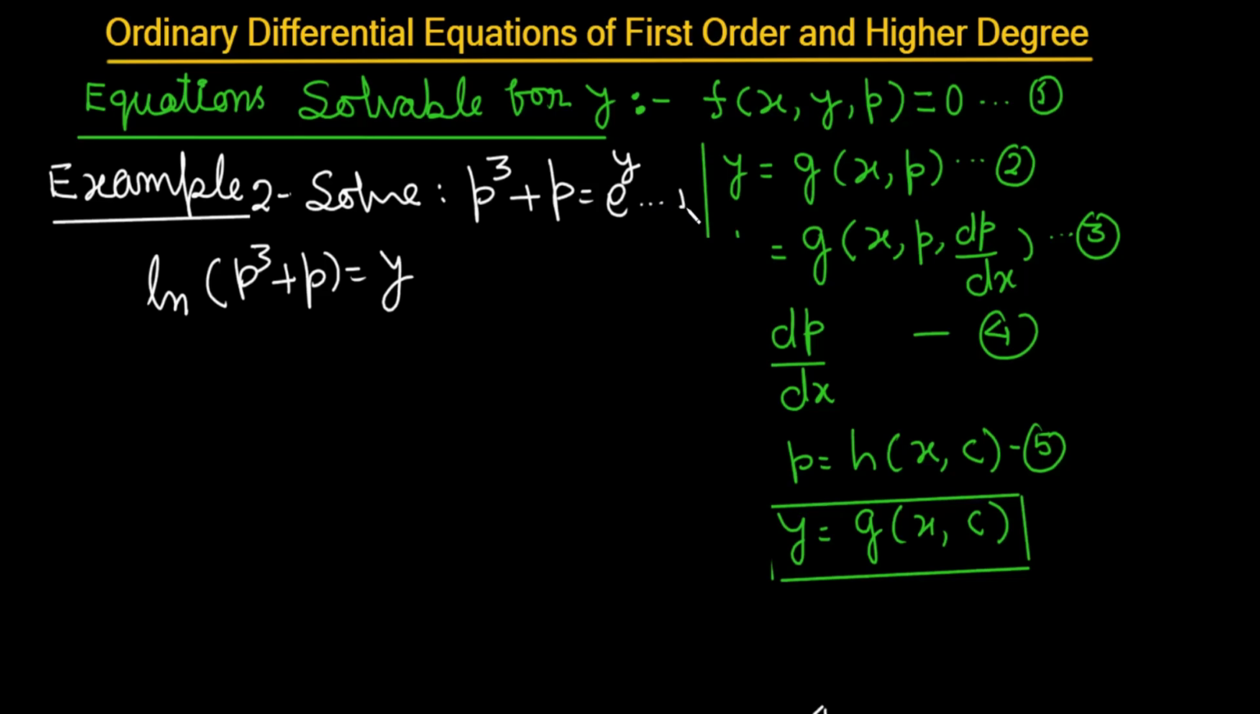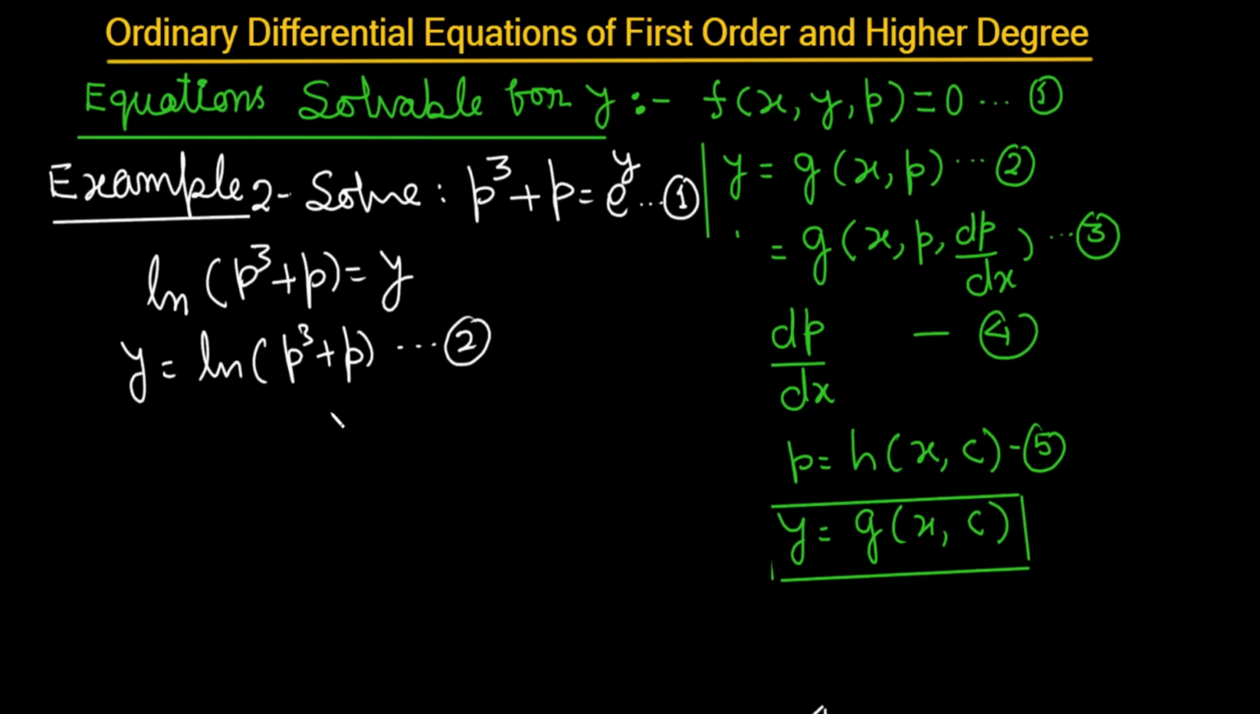Let us give name equation number 1 to the originally given equation, and after simplification we write it as y equals log of p cube plus p. Let us write it as equation number 2.